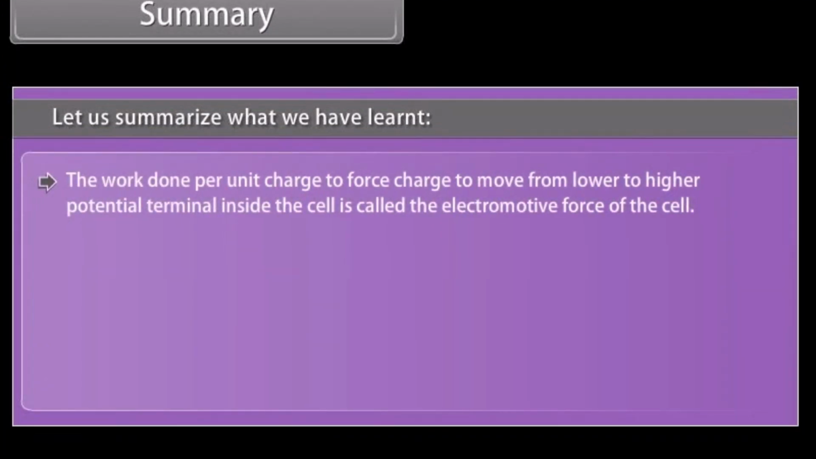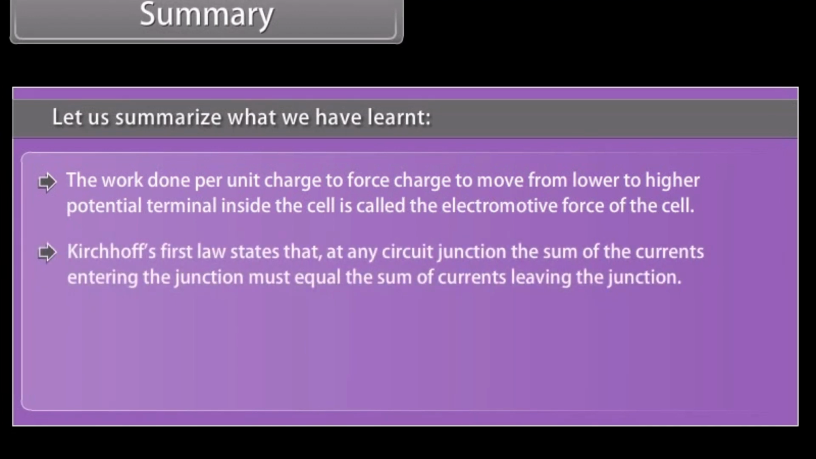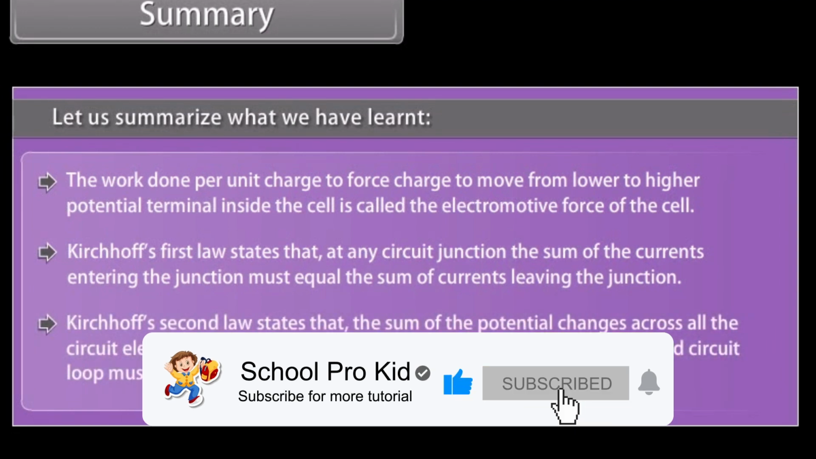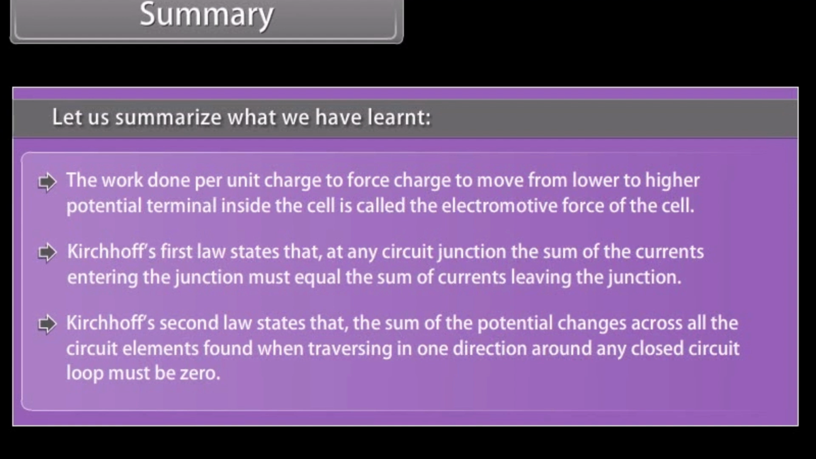The work done per unit charge to force charge to move from lower to higher potential terminal inside the cell is called the electromotive force of the cell. Kirchhoff's first law states that at any circuit junction, the sum of the currents entering the junction must equal the sum of currents leaving the junction. Kirchhoff's second law states that the sum of the potential changes across all the circuit elements when traversing in one direction around any closed circuit loop must be 0.